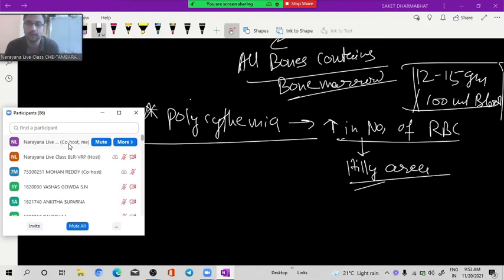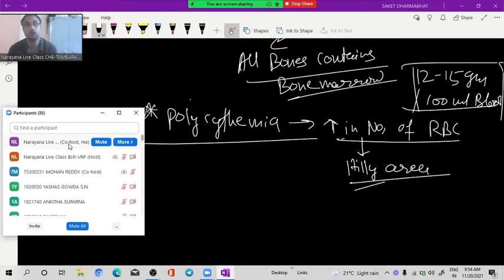So because of that, at the top of the hill, your body will start producing a large number of what? RBC. So that large number of RBC should carry whatever oxygen they are catching, even if it is a small quantity, and give it to the tissues. That's why RBC production increases in the hilly area.